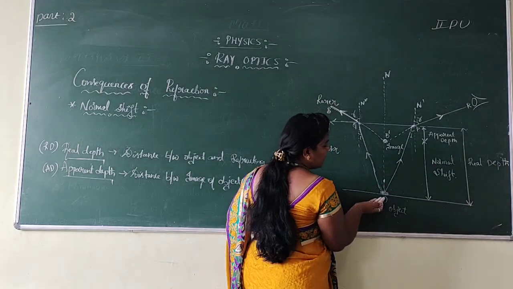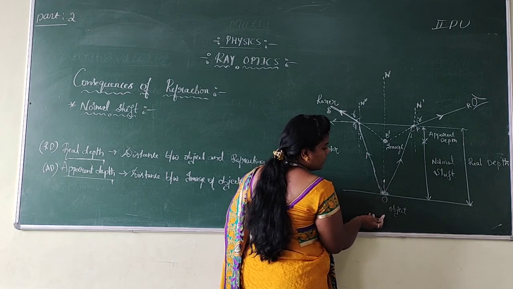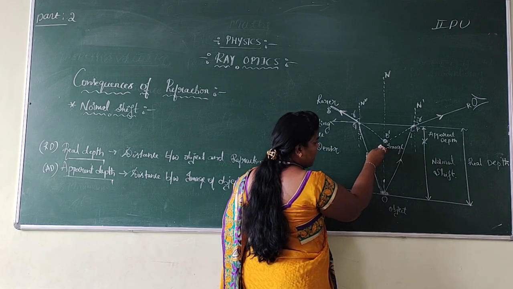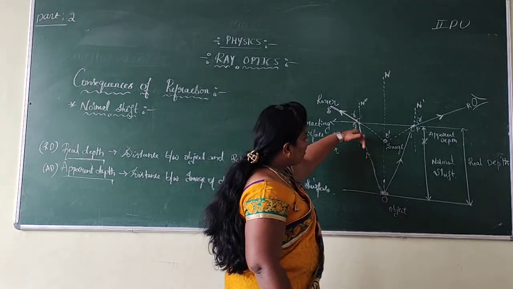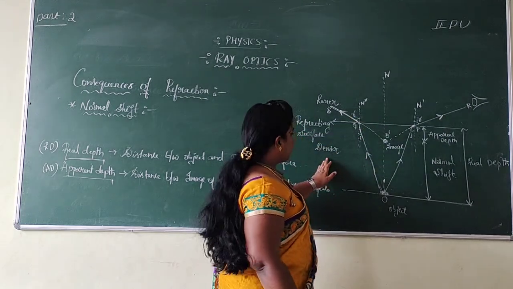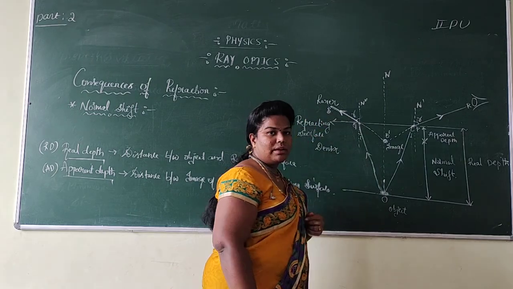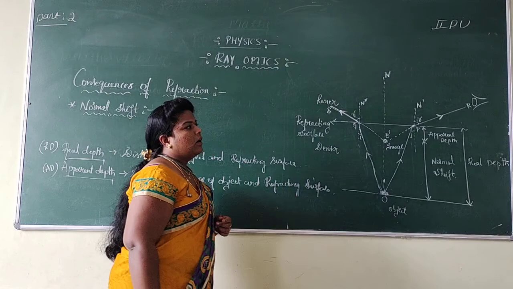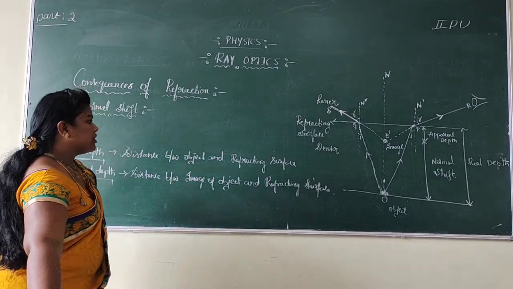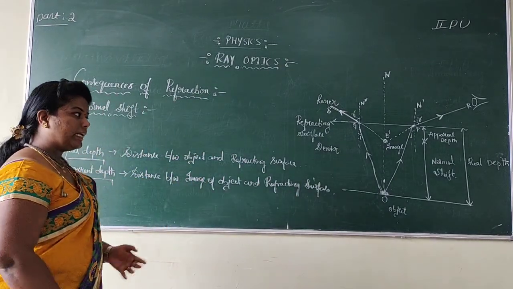Otherwise, we can say that the distance between the object and the image along the normal, when viewed normally as the ray of light travels from denser medium to rarer medium, is said to be the normal shift. So this is about the normal shift, apparent depth and real depth.